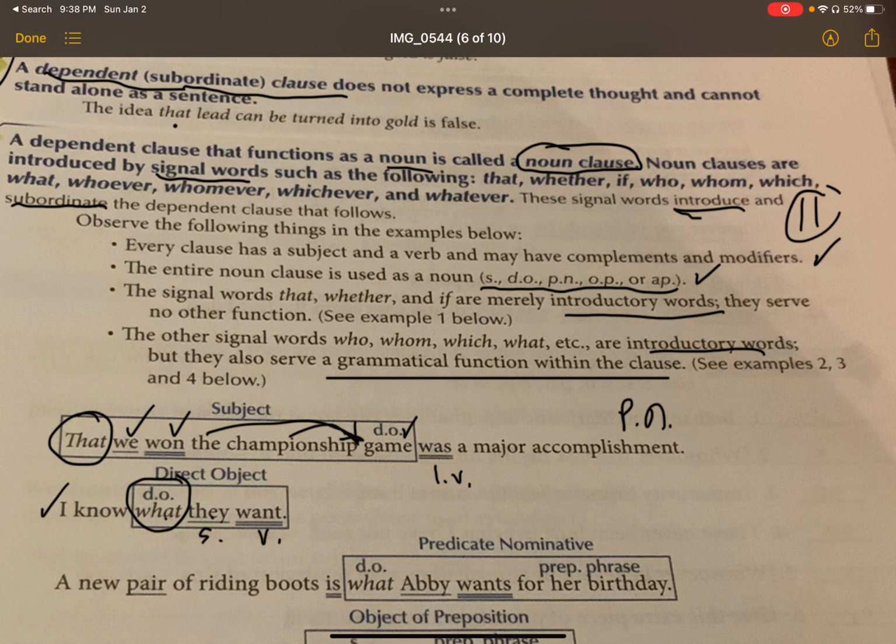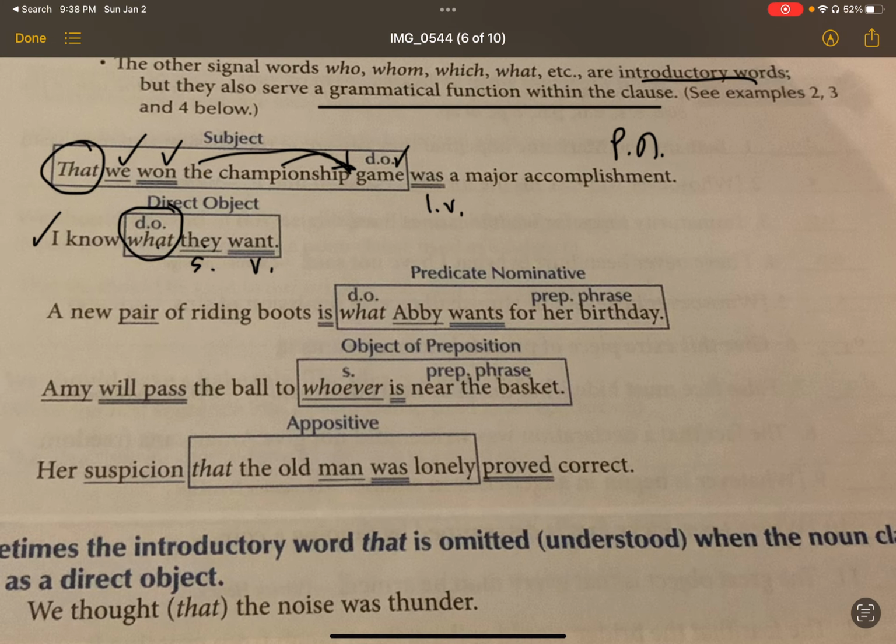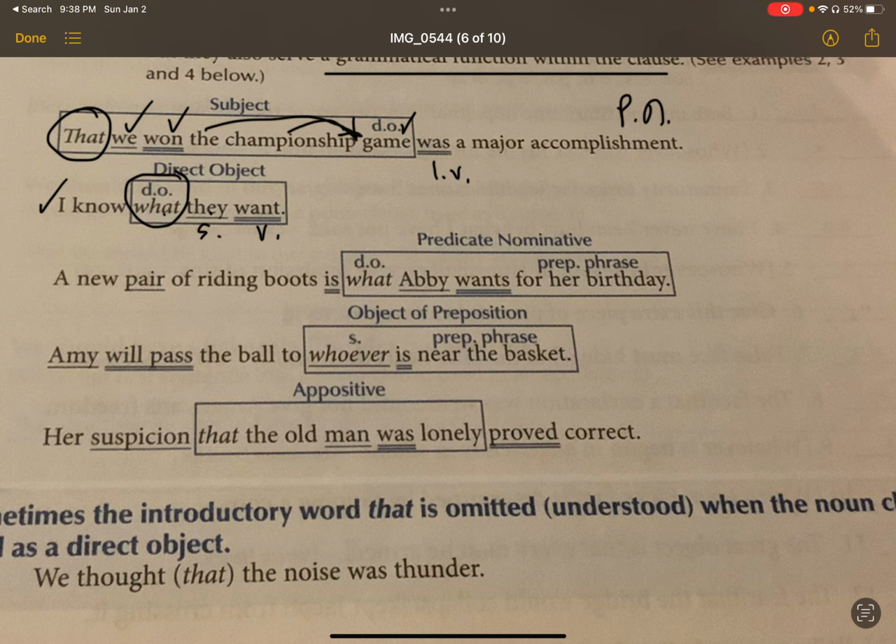And that happens a lot because that's a common construction. I'm sorry that we are not in person because these clauses can be a little bit more difficult to get a hold of.